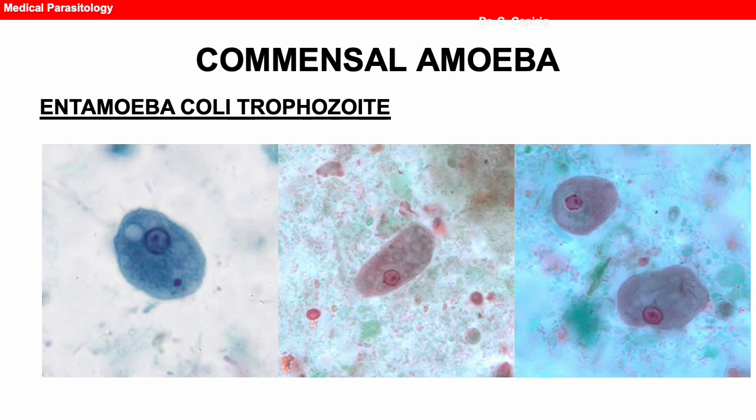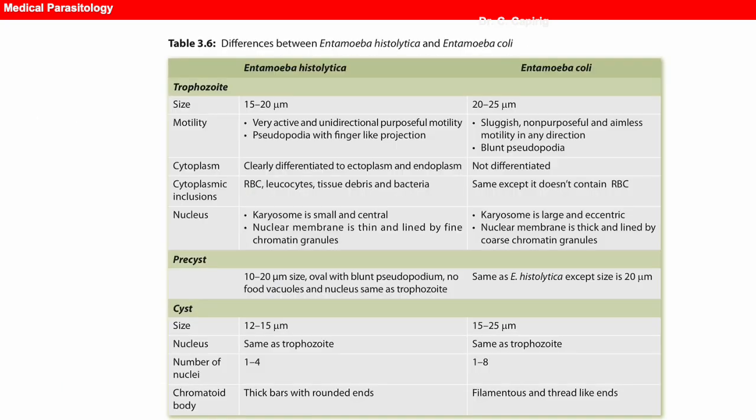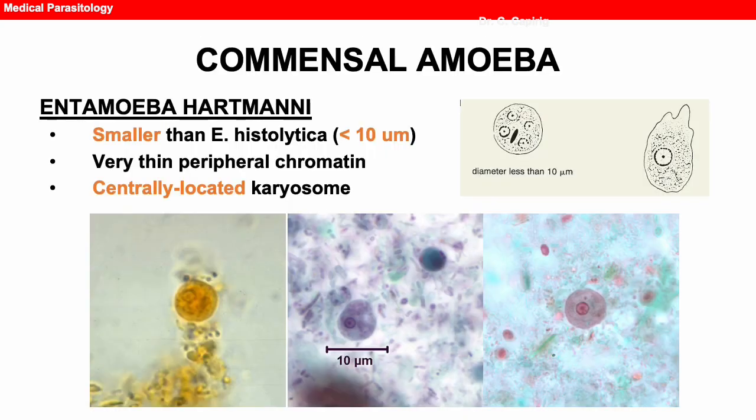For the trophozoite, you can see here that its karyosome is not at the center but eccentric. Eccentric means off center. And try to take a look at their nuclear membrane. The nuclear membrane has peripheral chromatin that is irregular and not evenly distributed. Now, this table shows you the difference between Entamoeba histolytica and Entamoeba coli. It's already summarized, so please study this one.